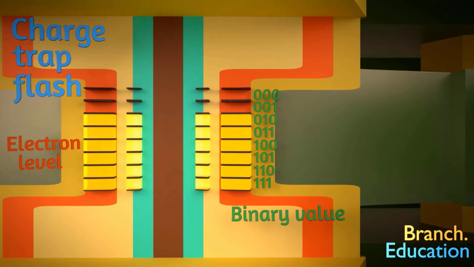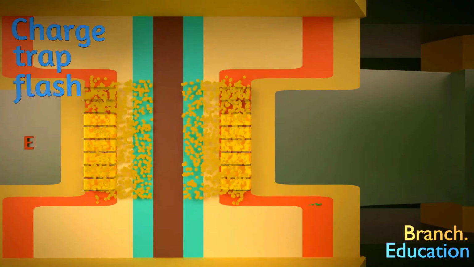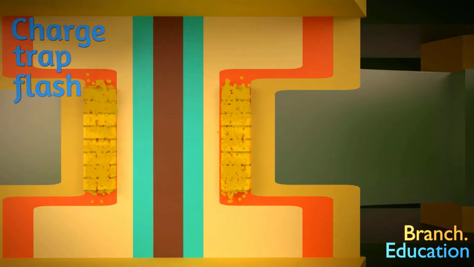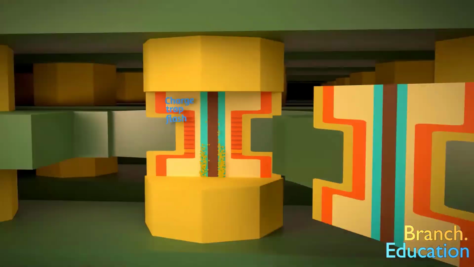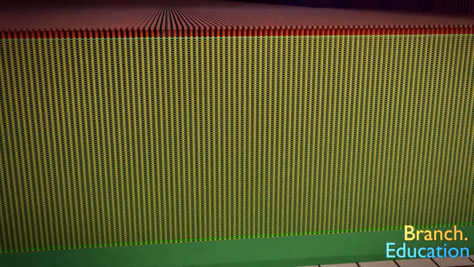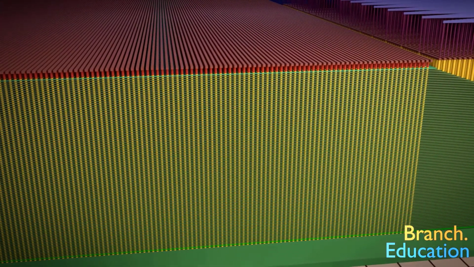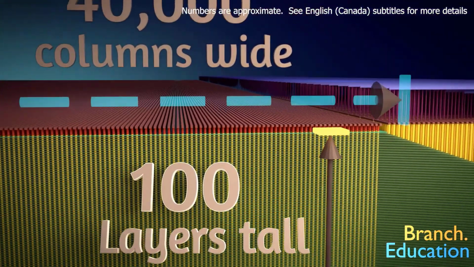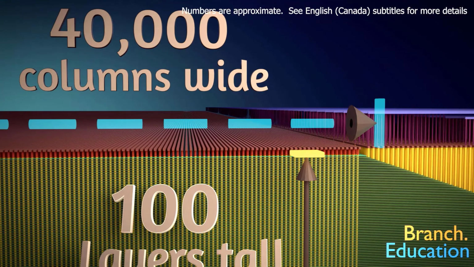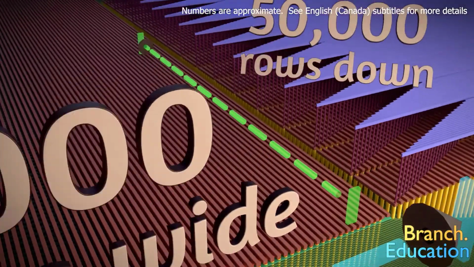Measuring this value doesn't change the amount of electrons, and once electrons are placed on the charge trap, they stay trapped there for years. However, when the memory cell is erased, the electrons are forcibly removed. To reach a terabyte of storage capacity in a single chip, this memory cell is copied, and it's copied a lot. First, these memory cells are stacked 100 layers tall. And then these stacks of cells are copied 40,000 columns across, which is then copied 50,000 rows down.